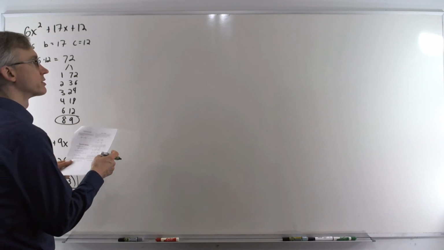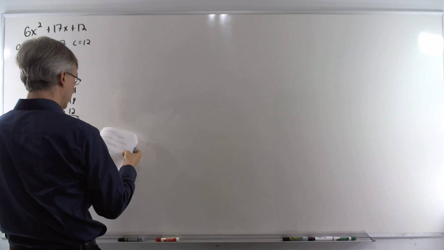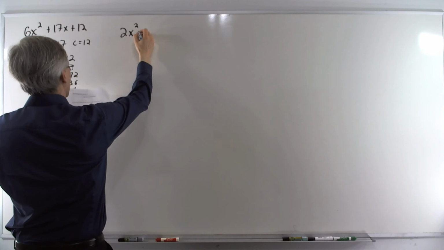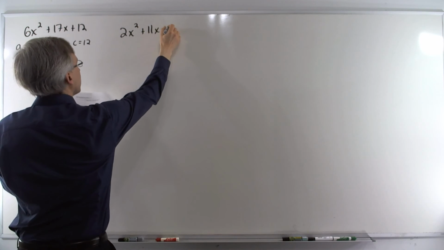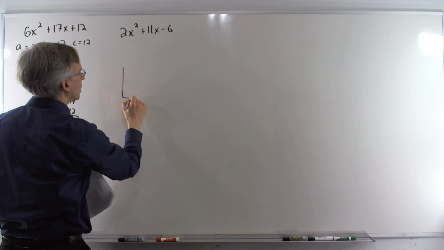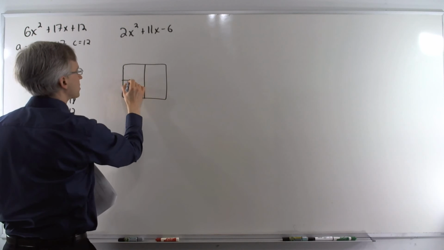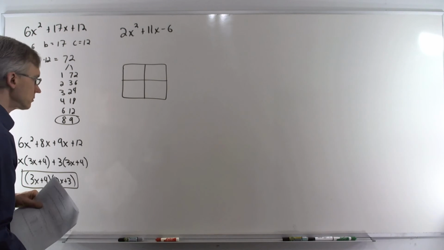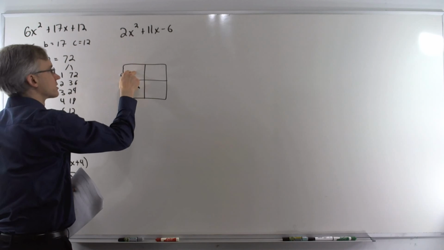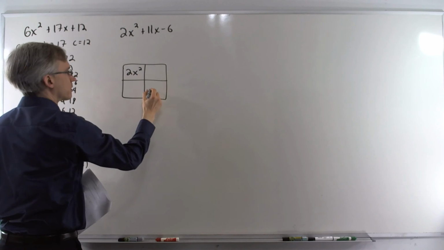So I'm going to go back to our original example, which was 2x squared plus 11x minus 6. And we're going to create a box. And this is where the terms are going to go. Now always, the squared term goes in the upper left, 2x squared. And the constant always goes in the lower right.